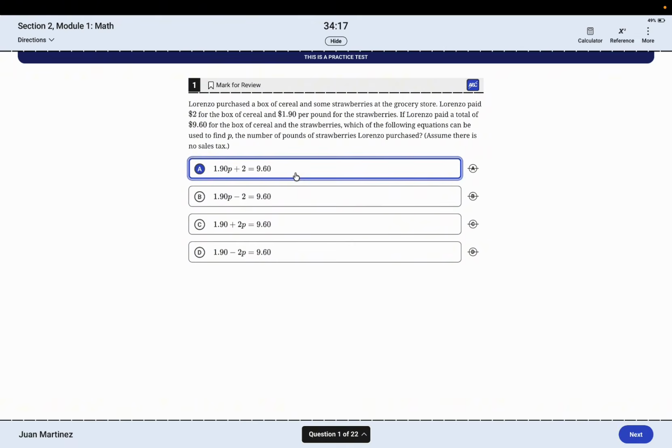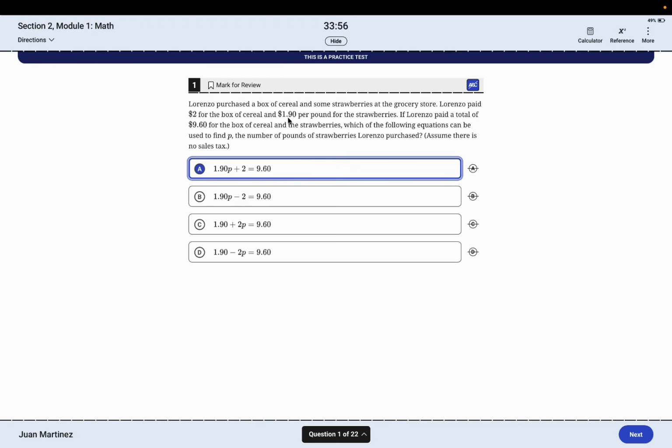A. Looks like it, right? Because 2 is like a constant, right? It doesn't change or anything. It's always going to be $2. And then $1.90 per pound. Yeah, we have our $1.90 and then we have our variable here. This problem should be pretty easy.